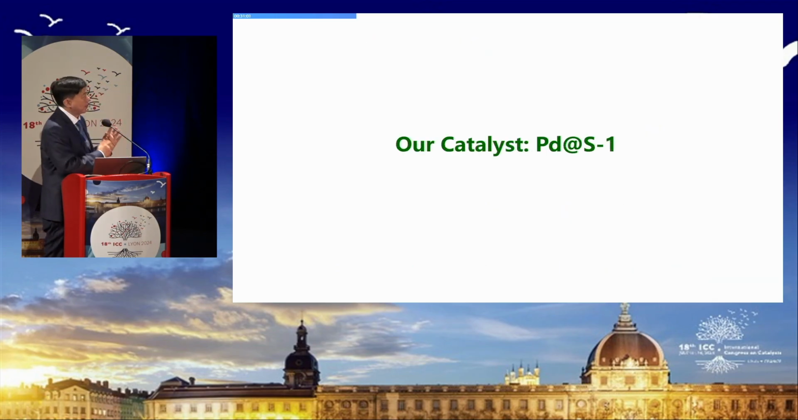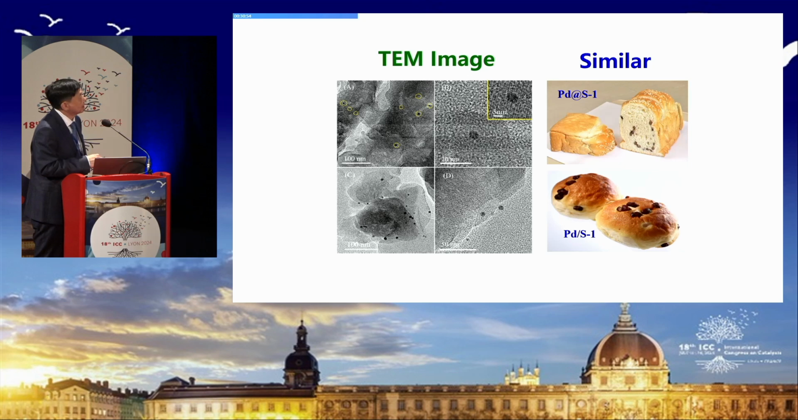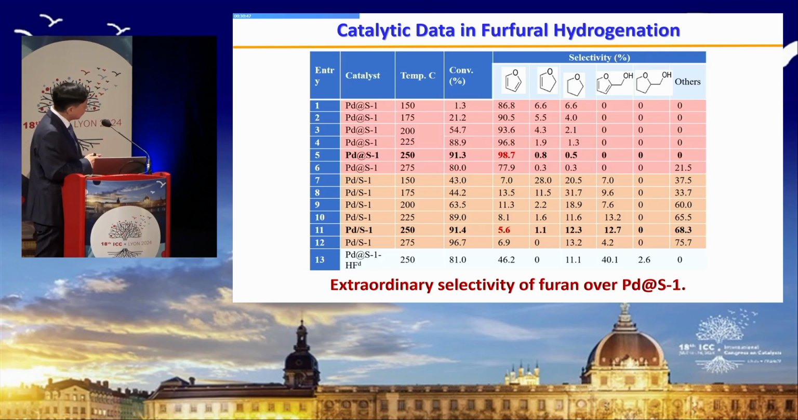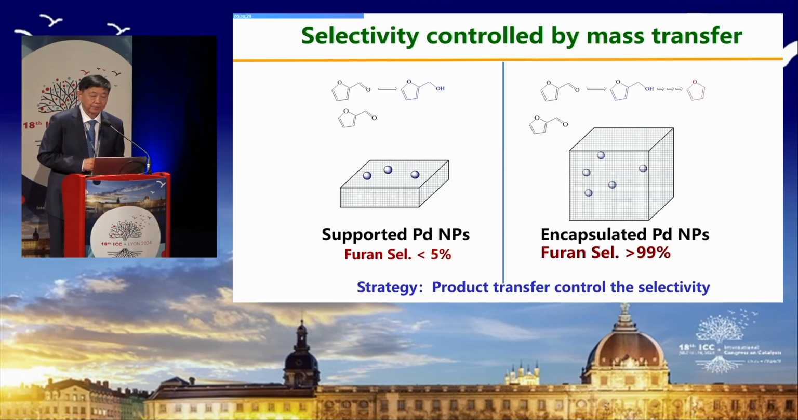Then we prepared the catalyst, nanoparticles fixed with zeolite, S1 zeolite. So here, it's just like a nanoparticle fixed within zeolite. Then you can compare the selectivity. The supported catalyst shows a selectivity of just 5.6%, but the fixed zeolite shows a selectivity of even 98%, very high selectivity. But why?